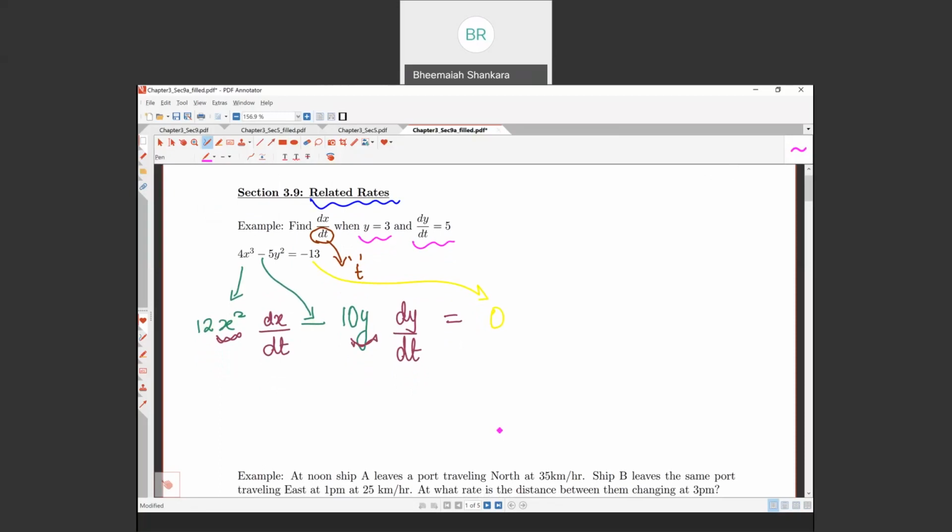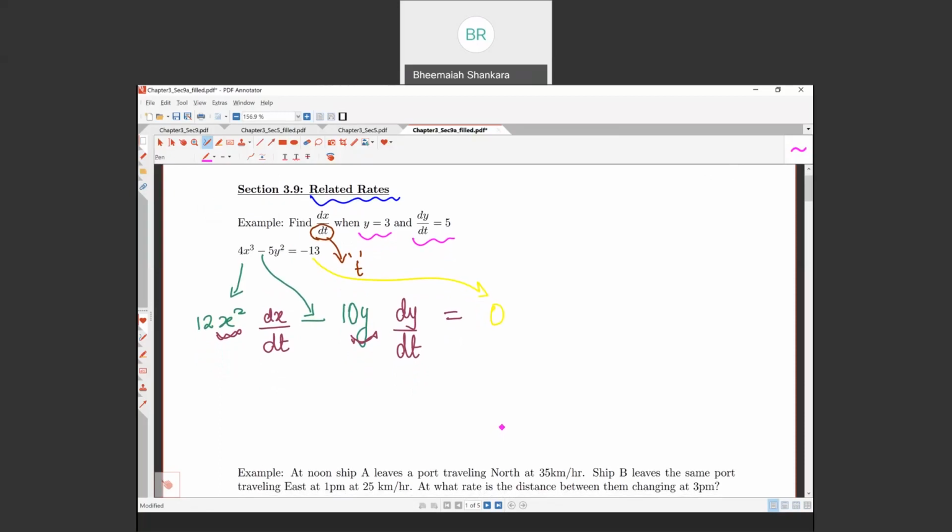Now you're asked to find dx over dt when you're given some specific values. You're given y is 3. So wherever you see a y value, you're good to plug in 3. And the derivative of y with respect to t is 5. So this value here is given for you in the problem. So dx over dt is the only unknown in the problem, but you also want to find the x value before you proceed to finding dx over dt.